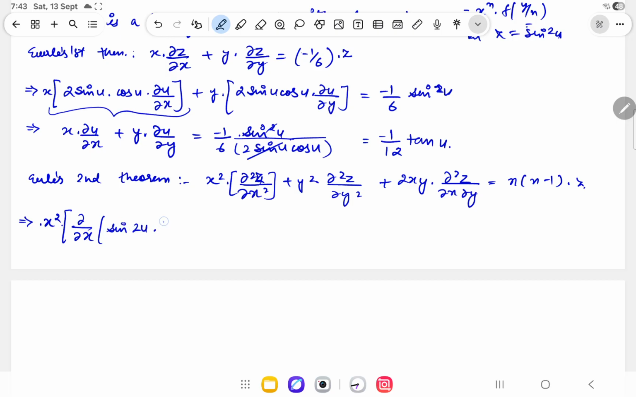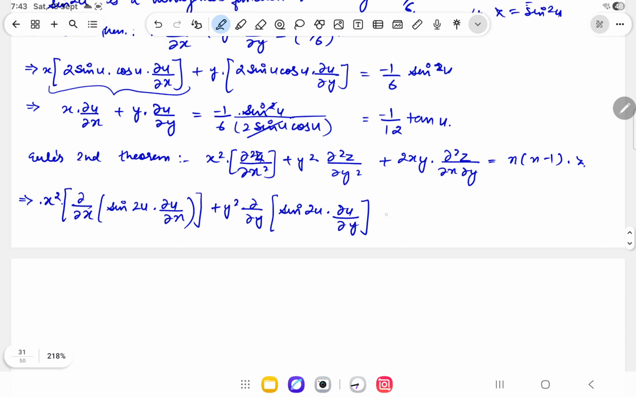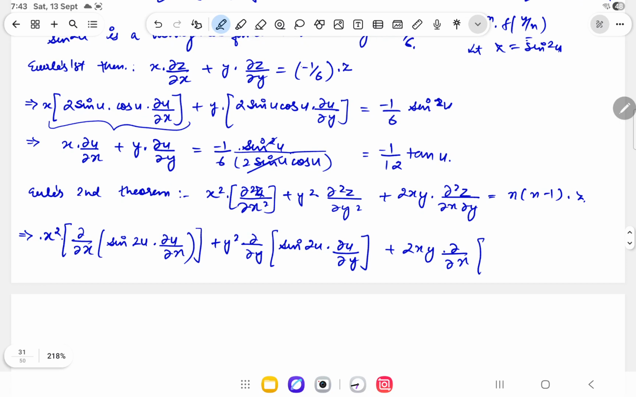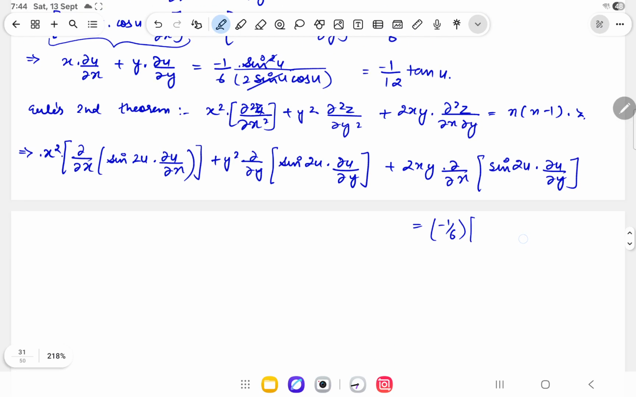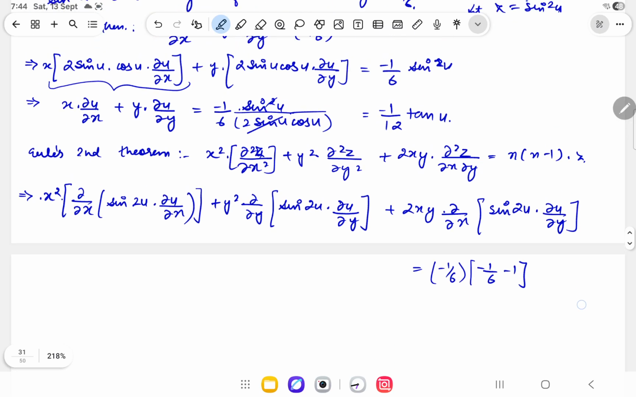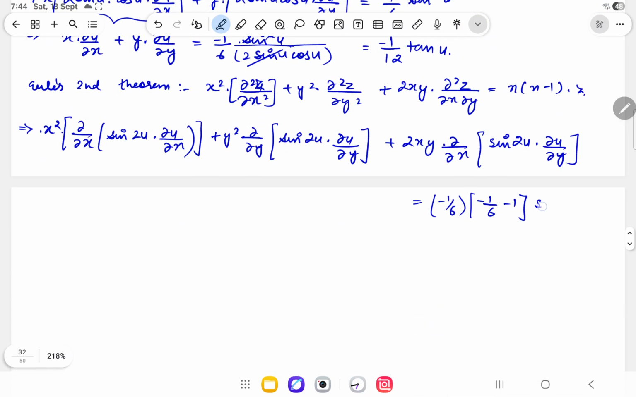sin 2u into del u by del x plus y² into del by del y into sin 2u into del u by del y plus 2xy into del y del x will be basically del y del x into del z by del y, and del z by del y is this, that is sin 2u into del u by del y, is equal to n, that is minus 1 by 6 into minus 1 by 6 minus 1 into z, and our z is basically sin²u.